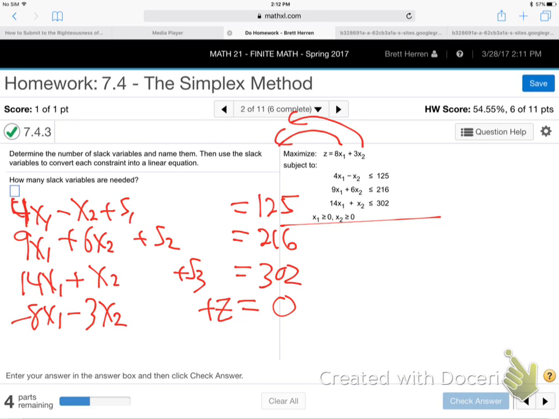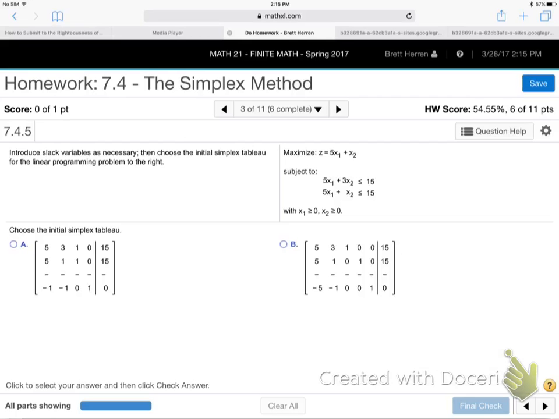Does that make sense? So what they're going to say, how many slack variables? Well, it looks like 3 slack variables. All right, so try that. Take this one and make it into what they call a simplex tableau. It's a matrix. So go ahead and make it into one of these matrices, and just do the same thing we've been doing. Make a simplex tableau.